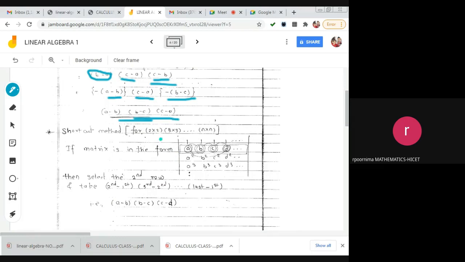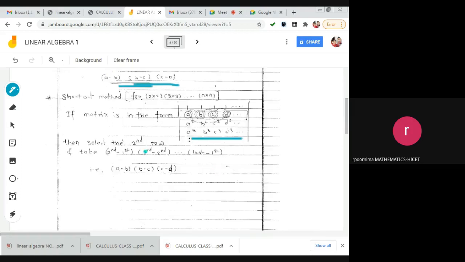For 2 by 2, 3 by 3, etc., n by n, if the matrix is in the form a, b, c, d, then a square, b square, c square, d square, and a cube, b cube, c cube, d cube. Then select the second row and take second minus first, third minus second, etc., the last minus first. So that you will be getting the answer like that.